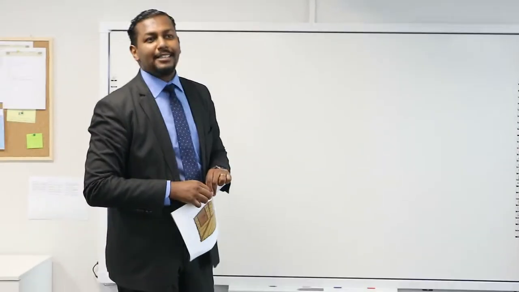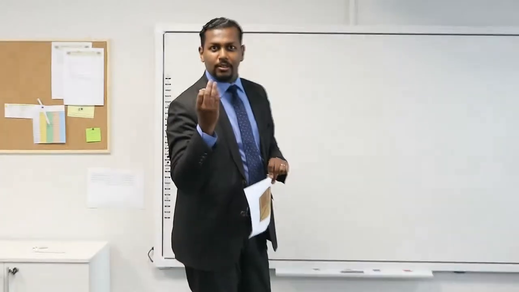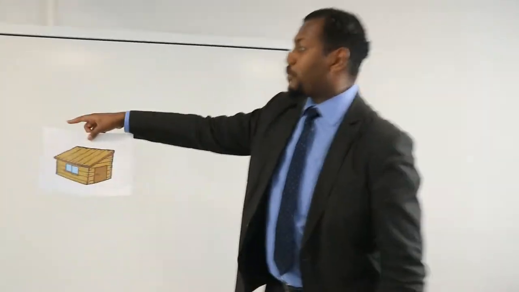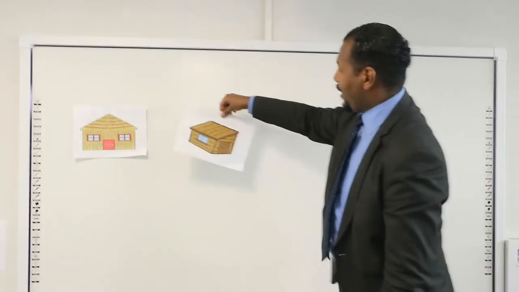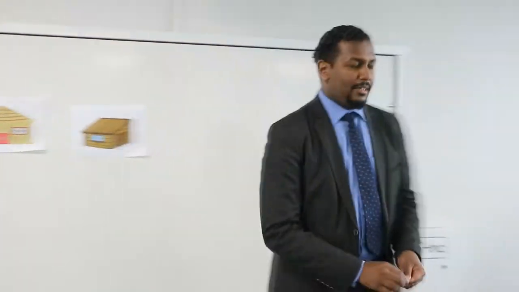So the first pig had a straw house. Come closer. So that's the first house. And then follow me. Then we have the second house. It was made of... come on, try to remember. So the first house was made out of straw. Second house was made out of wood. And the third house was made out of brick.